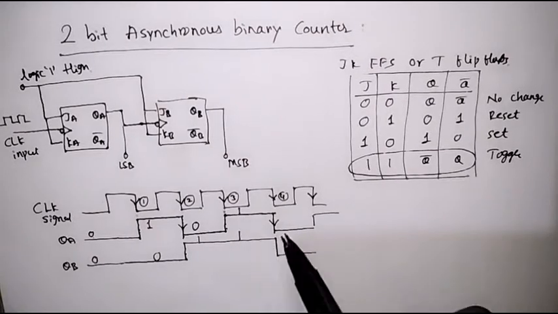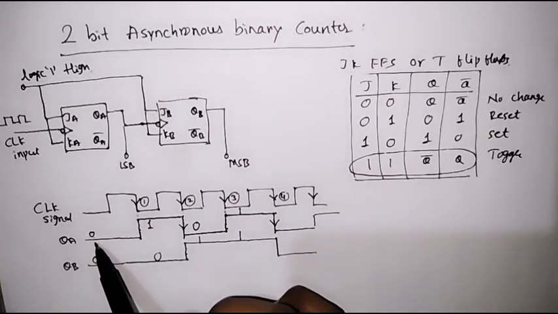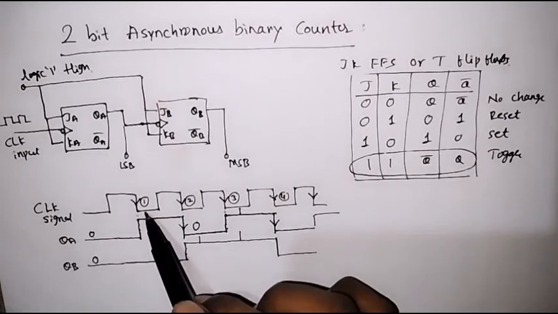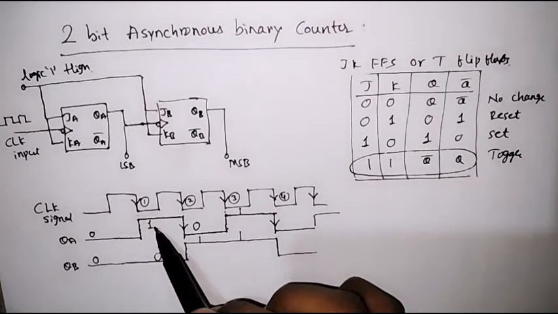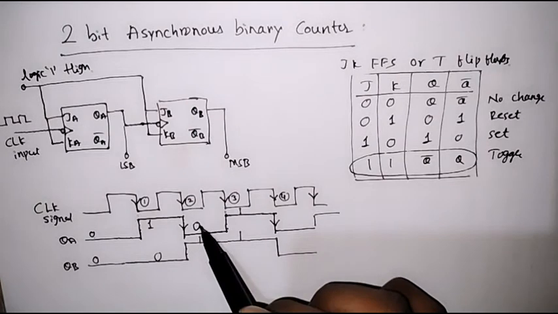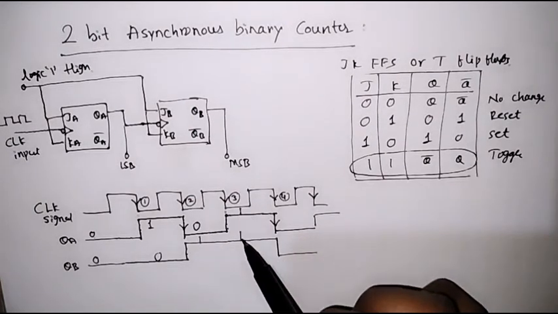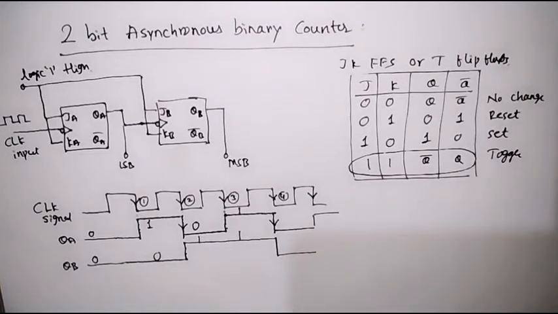Thus we can say that when the clock input is 0, the output is 0 0. When the clock input is 1, it becomes 0 1. When the clock input is 2, it becomes 1 0. When the clock input is 3, it becomes 1 1. Thus we can say that it counts from 0 to 3.